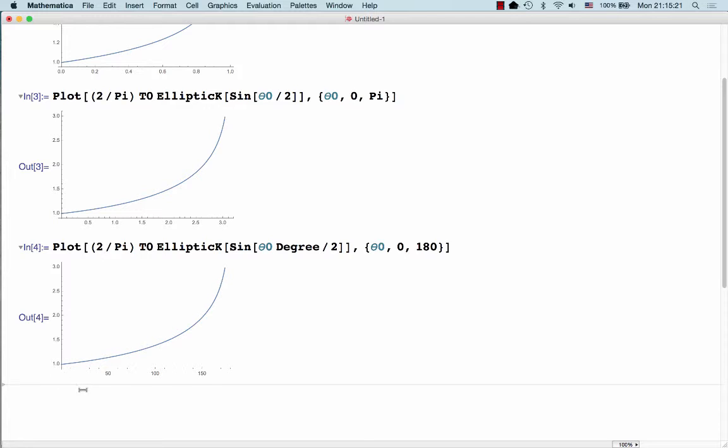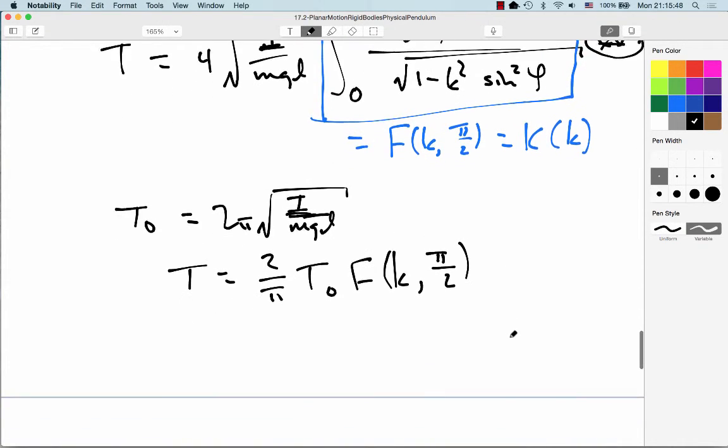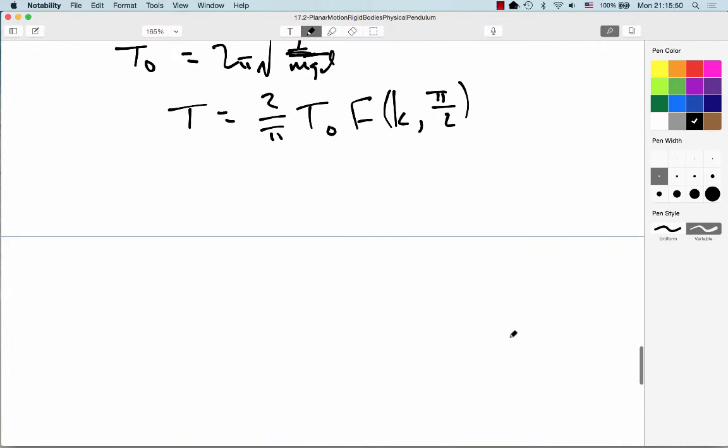and the period gets progressively longer. Although at angles really close to 180, you can see that at most the period gets to be maybe triple what it is for the small angle case. Anyway, cool. Don't save. Quit Mathematica.